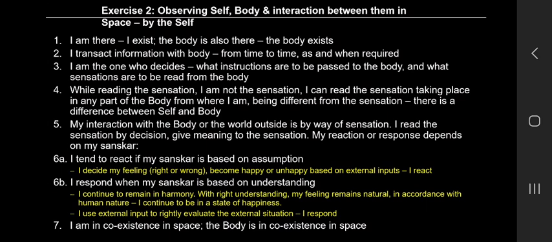So only a decision is required. Then we can see all these steps in ourselves.